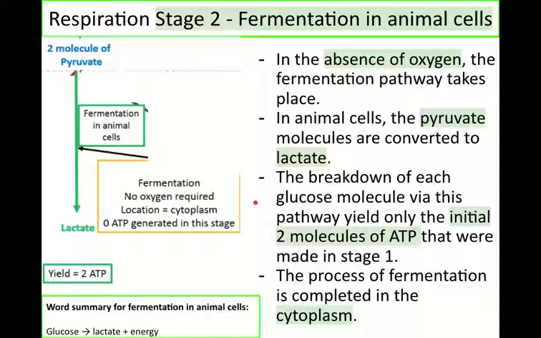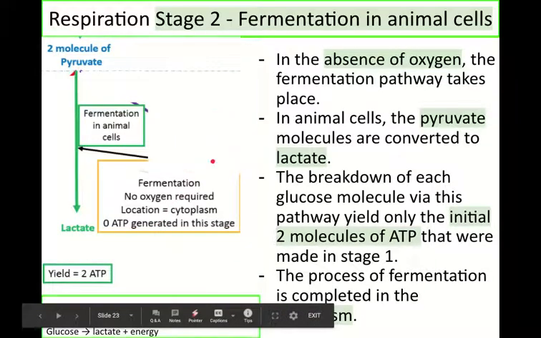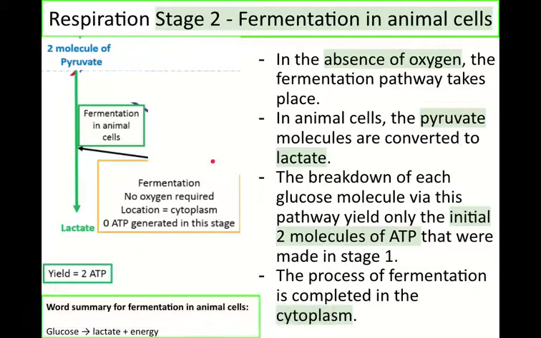Because the mitochondria is the only site of aerobic respiration, and pyruvate can only move into the mitochondria if oxygen is present, remember, try and think of oxygen as being a key into the mitochondria, well, oxygen isn't present in animal cells during fermentation. So fermentation like this one just takes place in the cytoplasm, just like in stage 1. The pyruvate stays in the cytoplasm and then is broken down into lactate.